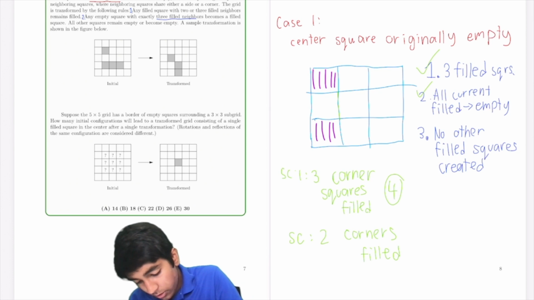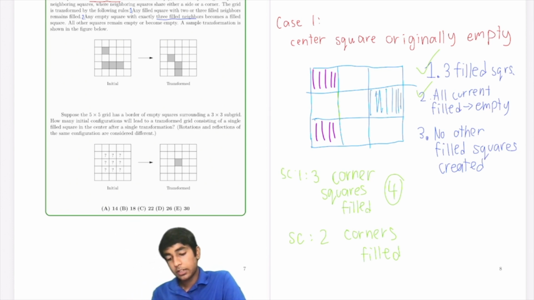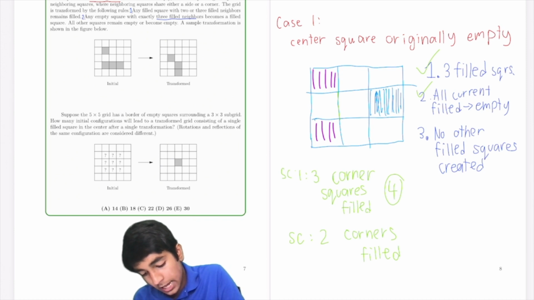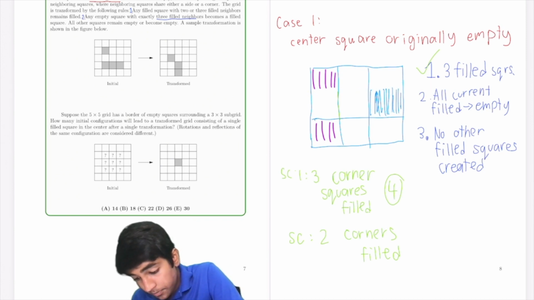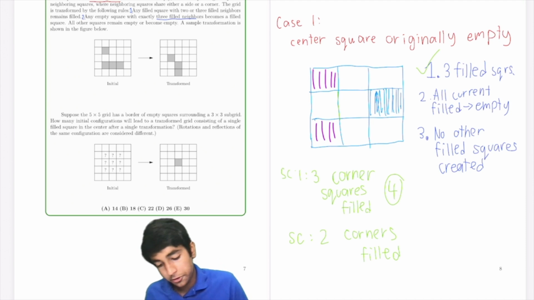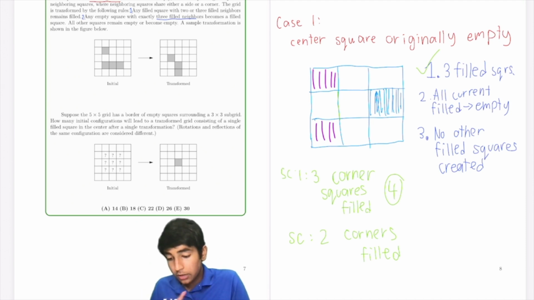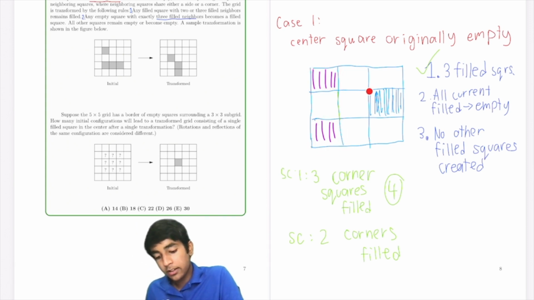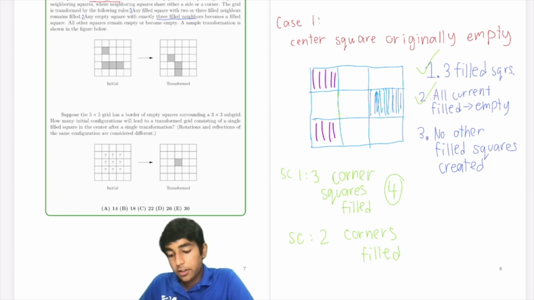Then we must have this one be filled over here, right? Let's go back. Of course, condition one is satisfied. It's always satisfied in our case because we were just choosing. All currently filled become empty. Well, this square has zero neighbors. This square has zero filled neighbors, and this square has zero filled neighbors. So we're good on this condition as well. And no other filled squares are created.